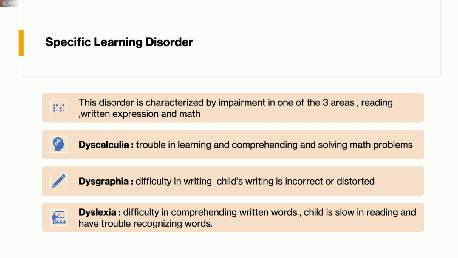Then we can say he will have dyscalculia. If a child has learning difficulty in understanding and learning the writing, such as English writing, and difficulty in comprehending different shapes, then we can say he has dysgraphia.